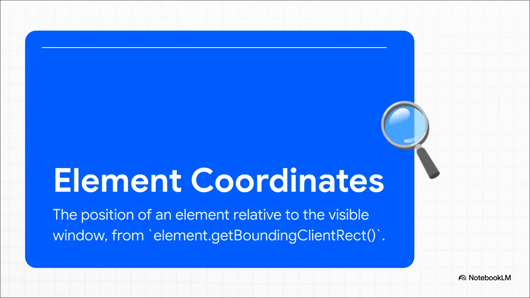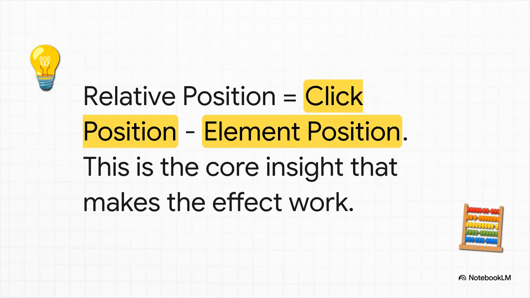All right, so we have the click's GPS. Next, we need to know where our button is. And for that, we've got another amazing tool, getBoundingClientRect. If the click coordinates are the GPS, this function gives us the button's street address. It tells us exactly how far it is from the top and the left edge of that same browser window. And this right here is the big aha moment. This is the whole trick. We know where the click happened on the screen, and we know where the button is on the screen.